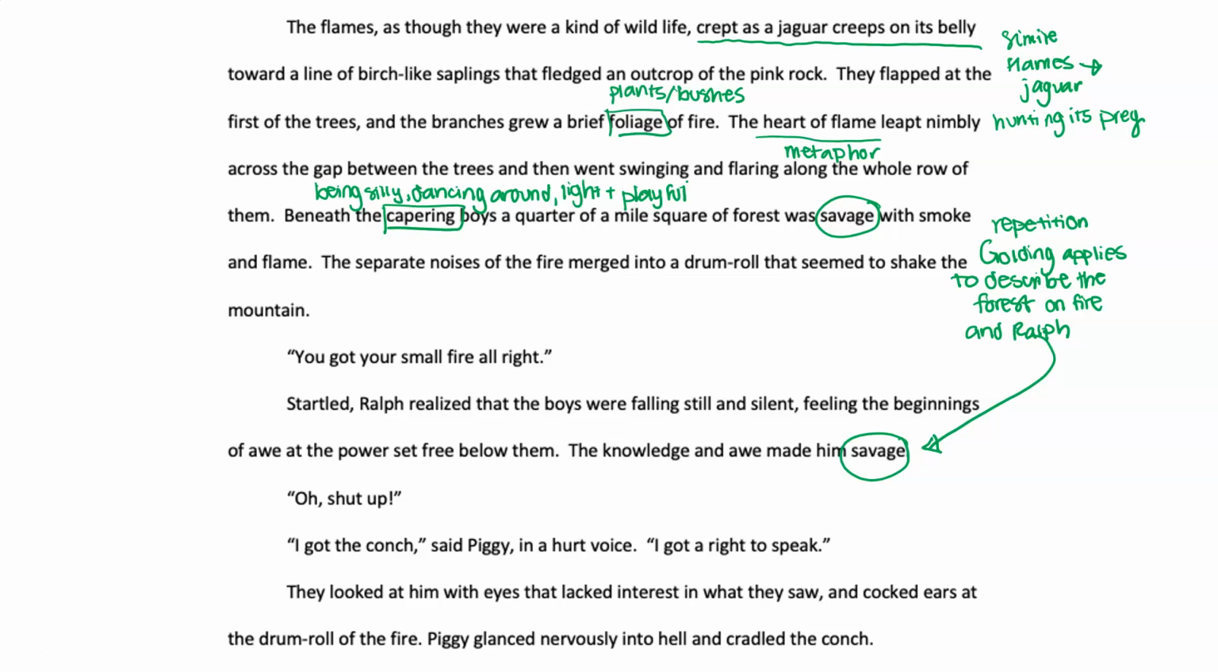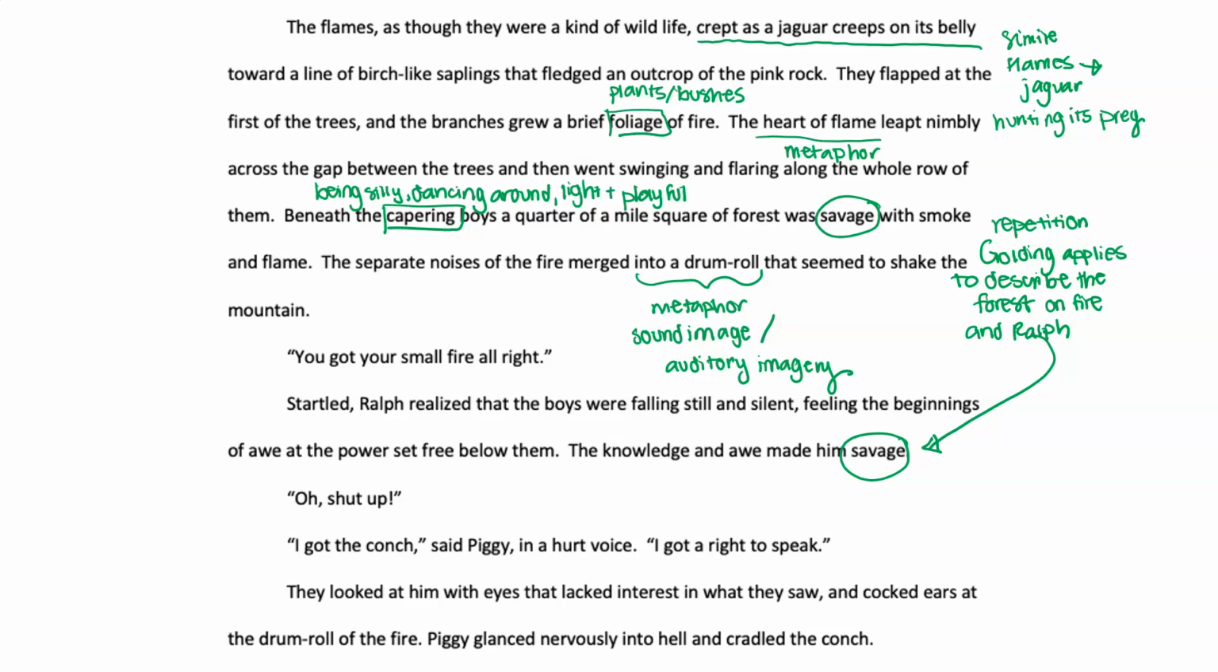forest on fire. "The separate noises of the fire merged into a drum roll that seemed to shake the mountain." So is the fire literally actually a drum roll? Like, is it playing drums? No. So this "merged into a drum roll" is a metaphor here, but it's creating a sound image. Another word that we can use for this is auditory imagery. And it's helping to show how powerful the fire is and how it's kind of overtaken the mountain.